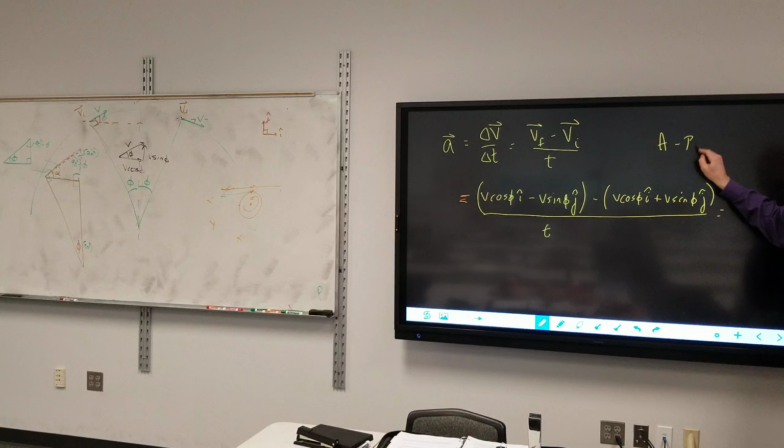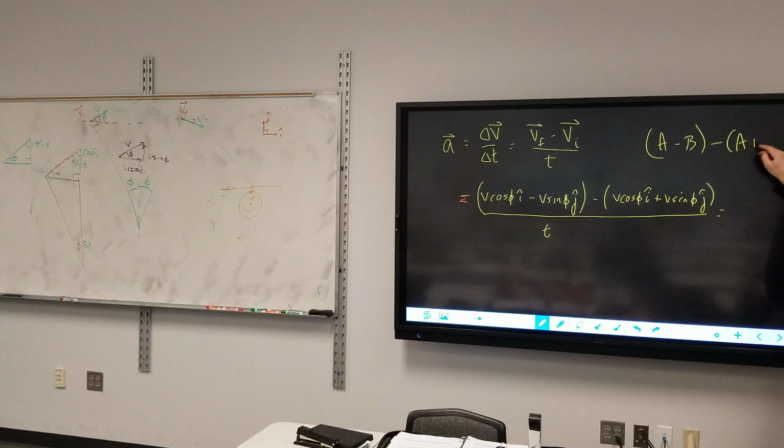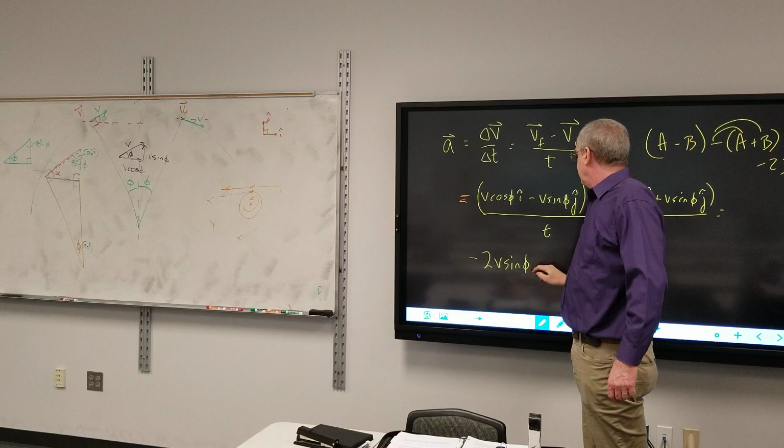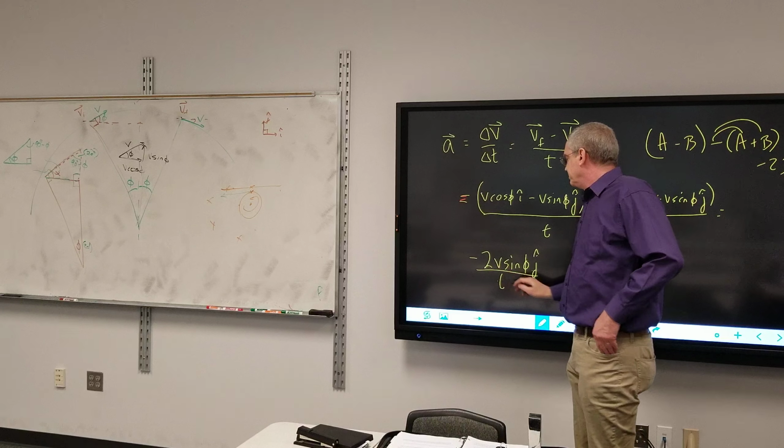If I had a minus b minus a plus b, what does that reduce to? Zero? No. That would be basically saying somebody travels in a circle at a constant speed, that the acceleration is zero. It would be negative 2b. Distribute the minus sign and then add: a minus a cancels out, negative b minus b is negative 2b. So this over here becomes negative 2v sine phi j hat over time.